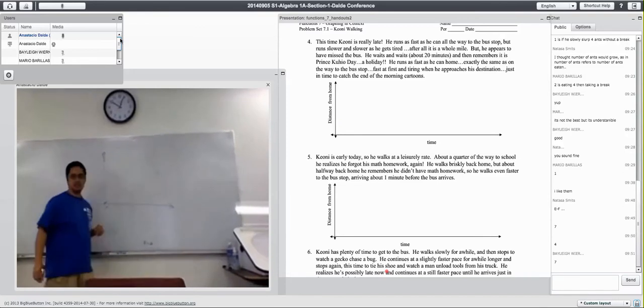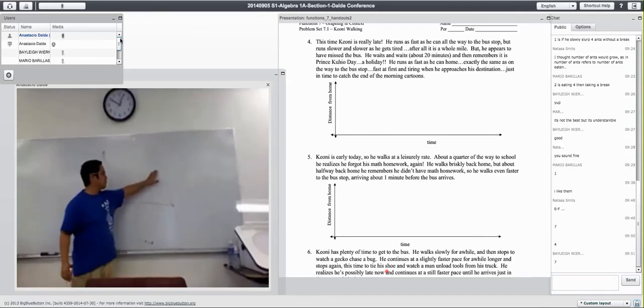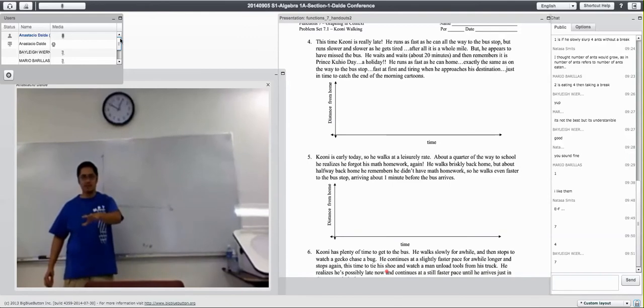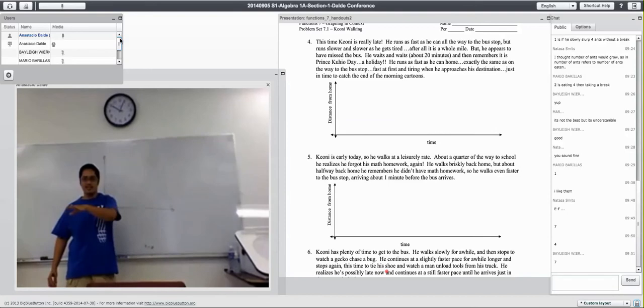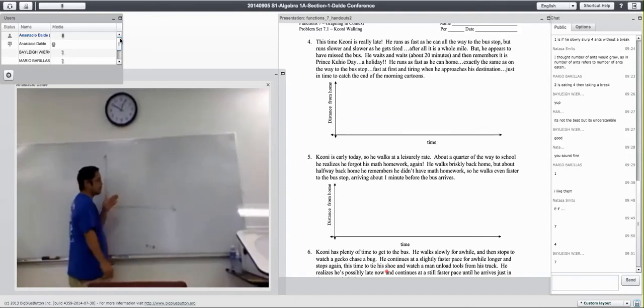And she ran home. Now, please read the last part where she runs home again. And Coco, why don't you read it? I just want to hear it correctly. She runs as fast as she can, exactly the same as on the way to the bus stop. Fast in time when she approaches her destination. Wait, did you say fast as fast? Yeah. That's poorly written. I'm sorry. Just in time to catch the end of the morning cartoons.